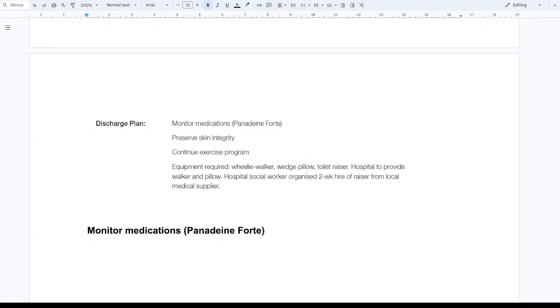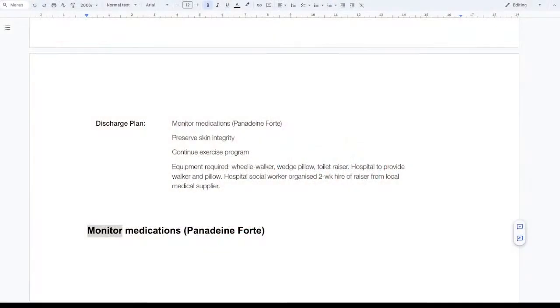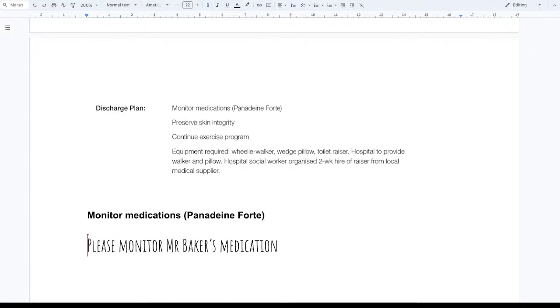How do I change this? Well, is this a verb? Is monitor already a verb? The answer is yes, okay? So in OET, in your letter, you could write something like this. You could simply take that and just write, please, right, so start with please, monitor, let's say Mr. Baker's medication, right? Here is my imperative, okay?